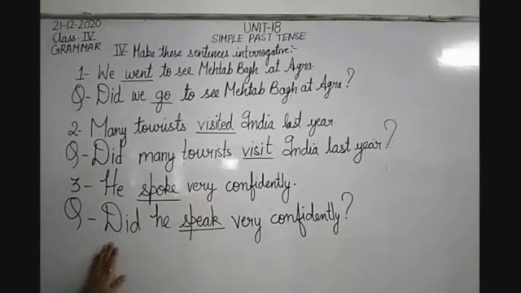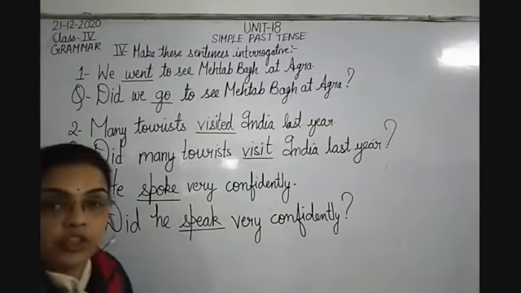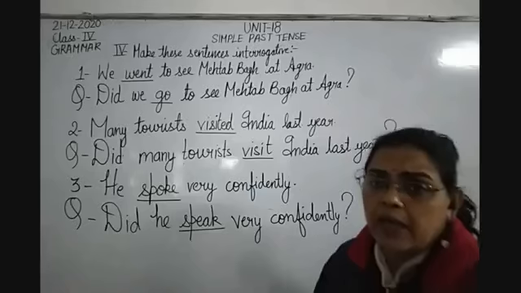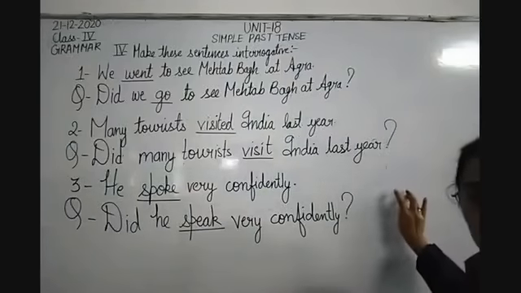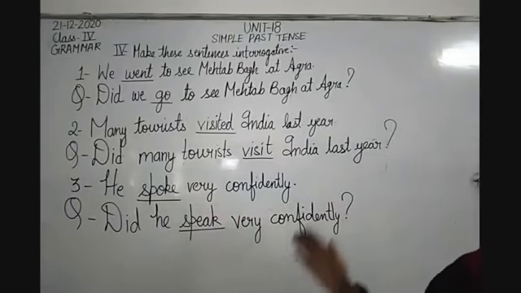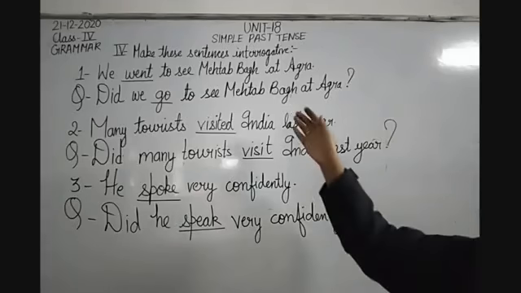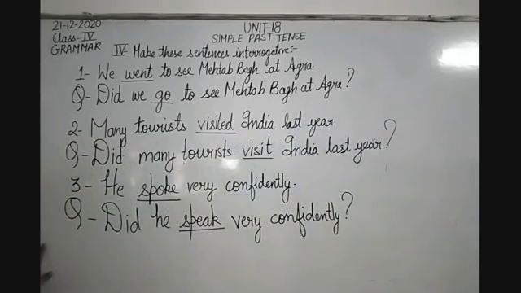The question is, did he speak very confidently? And at the end, question mark. Children, please keep in mind that your interrogative sentence must have a question mark at the end. If you do not put a question mark, your interrogative sentence will be incorrect. Fine? Now, let's revise these three interrogative sentences and then I'll erase and write the fourth one.